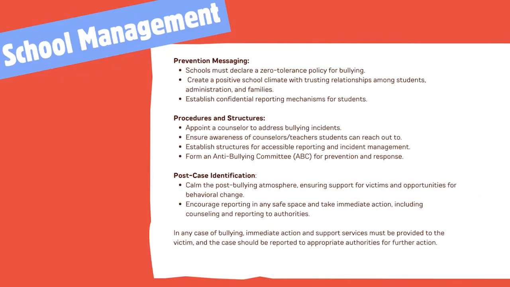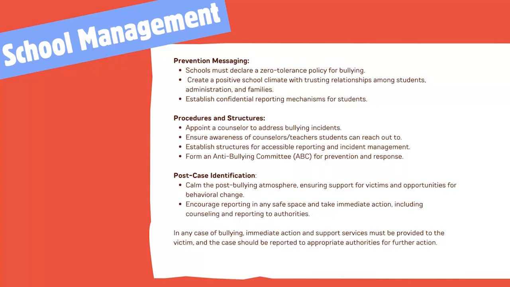School management. Prevention messaging: schools must declare a zero-tolerance policy for bullying. Create a positive school climate with trusting relationships among students, administrations, and families. Establish confidential reporting mechanisms for students. Procedures and structures: appoint a counselor to address bullying incidents. Ensure awareness of counselors or teachers students can reach out to. Establish structures for accessibility, reporting, and incident management. Form an anti-bullying committee for prevention and response.